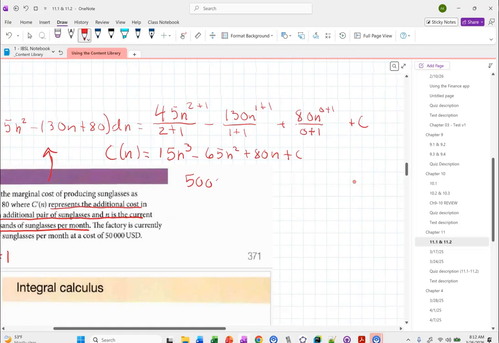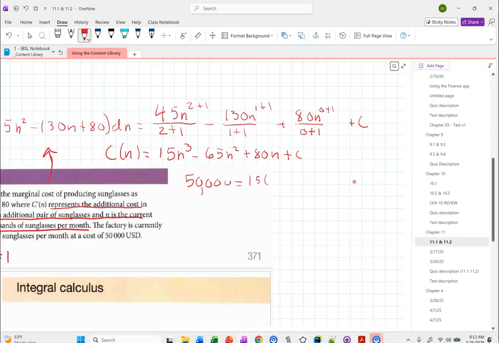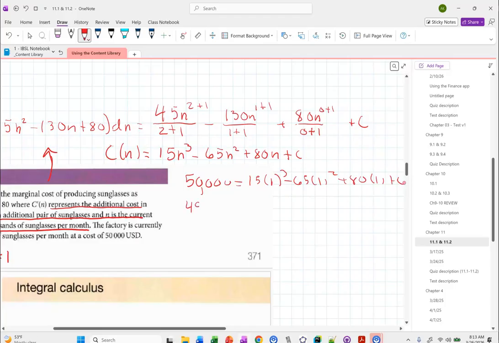Okay, so if we know the cost of 1,000 sunglasses is 50,000, I basically just plug in then, to solve for C, and whatever that comes out to be, let's see, that's negative, so 30. So I think that's what I get.